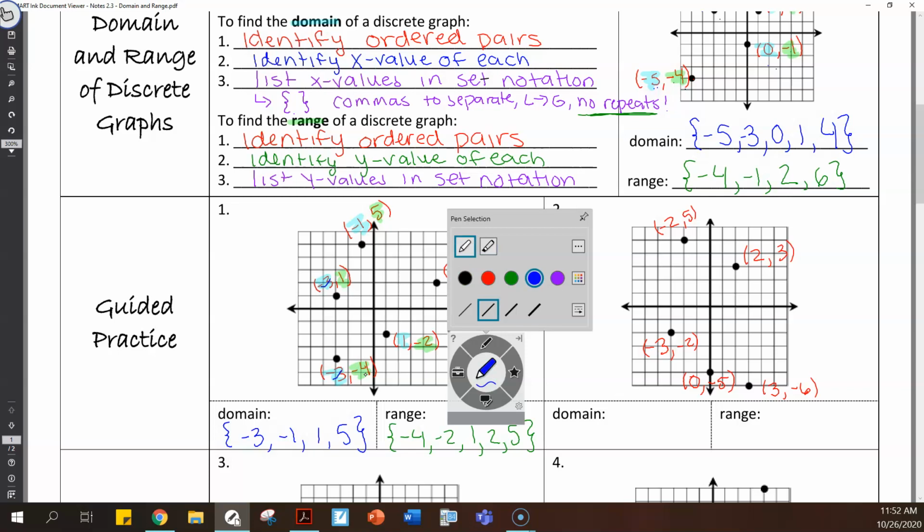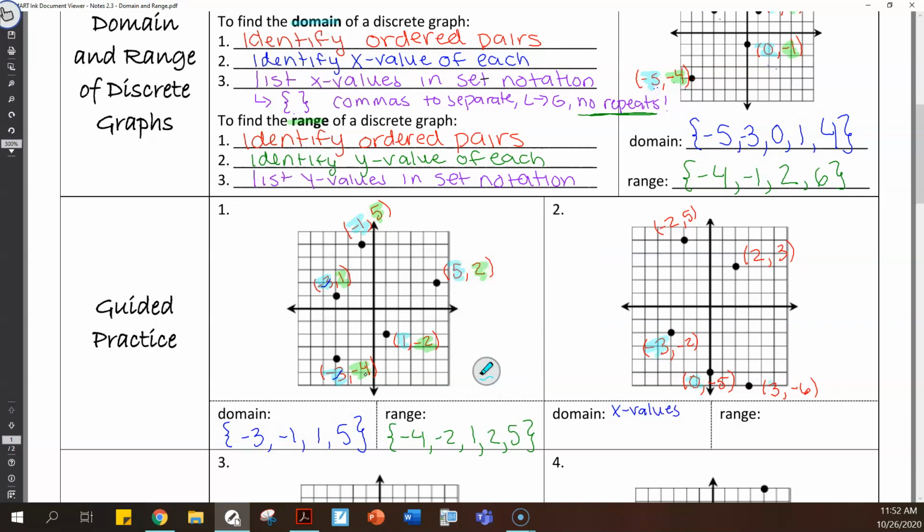In order to find the domain, remember that I'm looking at the x values, which are the first values in my ordered pair. So I've got negative 3, 0, 3, 2, and negative 2. I'm going to list them in set notation. So I've got a curly bracket. Like I said, it doesn't have to be pretty. And I'm going to write them least to greatest with no repeats. So my least is negative 3, followed by negative 2, 0, 2, and 3. No repeats there, so I'm good.